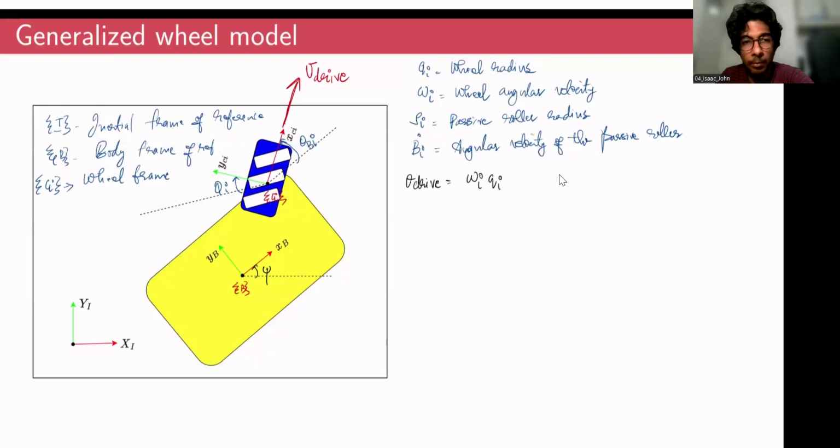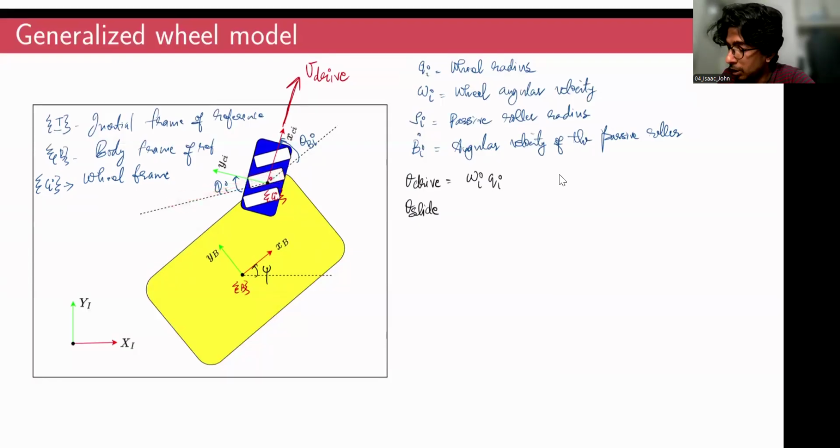So we have one more component, V slide. That is nothing but the linear velocity experienced by the periphery of this passive roller. It will be along this direction, along the direction of the passive wheel. So this velocity along the longitudinal direction of the passive wheel, I'll denote as V slide. So this V slide is nothing but beta I dot multiplied by rho I.